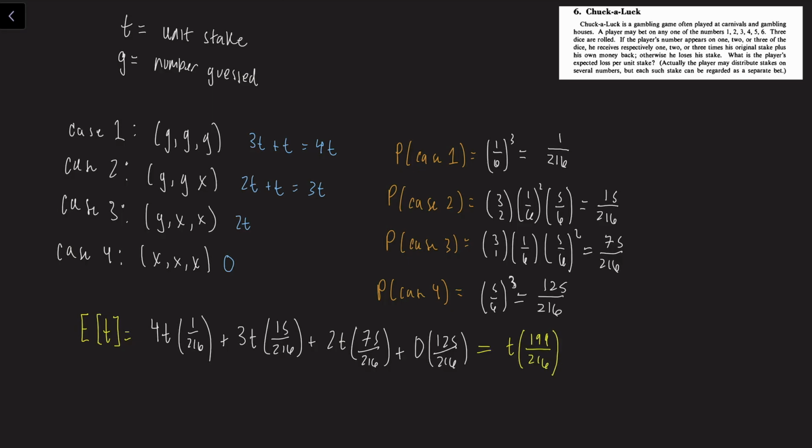So this means that each time we play the game, we're expected to make this much. Because we're asked to find our expected loss, we just subtract this from a full stake. This portion of our stake is our expected loss per unit stake.